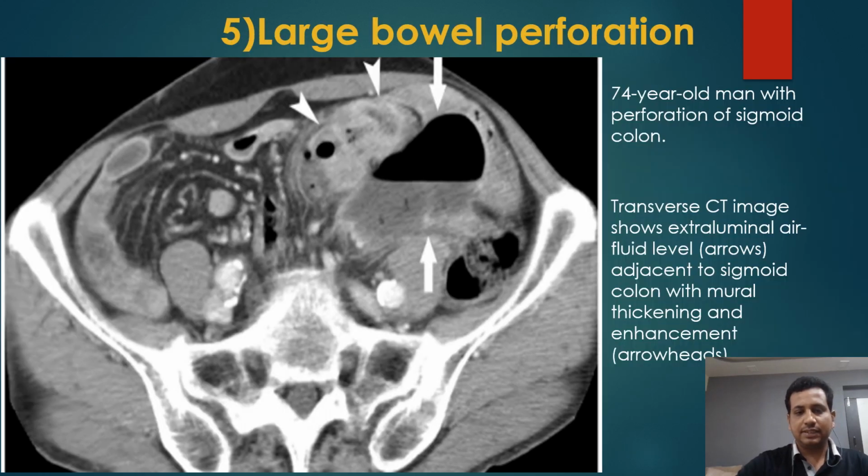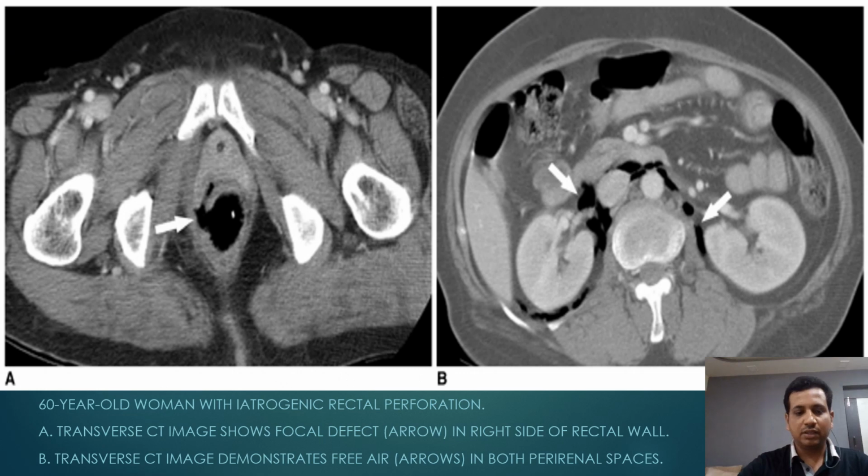Then this is a case of large bowel perforation. Here, this is a 75-year-old man with perforation of the sigmoid colon. Transverse CT image shows an extraluminal fluid level adjacent to the sigmoid colon with mural thickening and enhancement. So there is mural thickening and enhancement, and there is an extraluminal air-fluid level. As you can see, this is the air and this is the fluid collection. So this is a large bowel perforation.